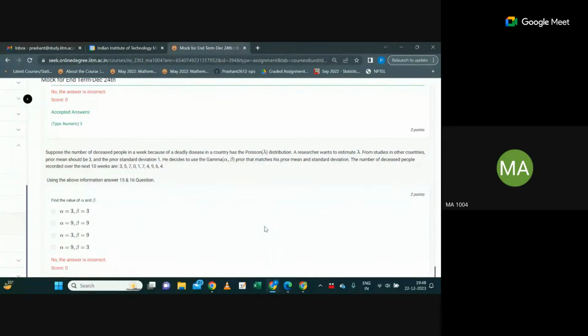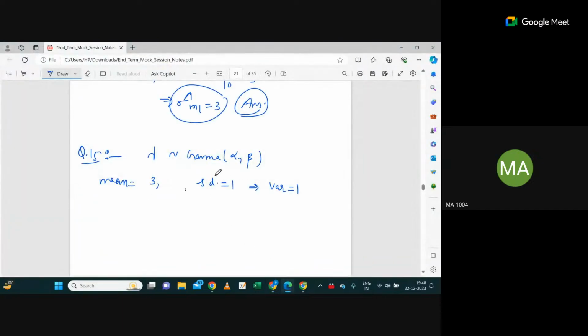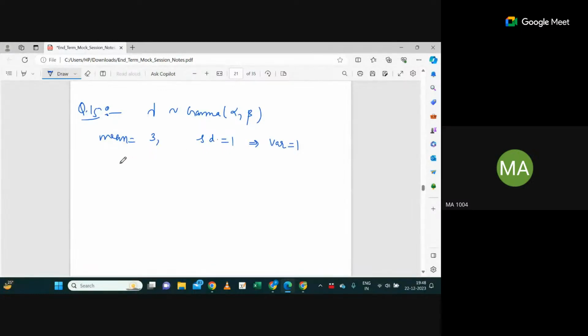They have recorded over 10 weeks a total of 357 people, right? Now before that we have to find the values of alpha and beta. In the case of the gamma distribution, the mean is alpha by beta. And what is the variance? Alpha by beta squared. Correct or not?